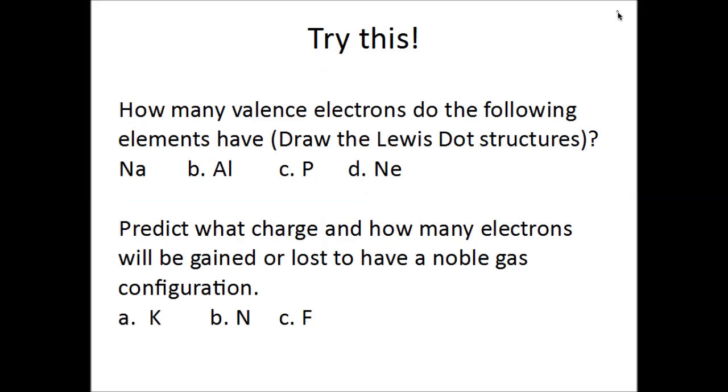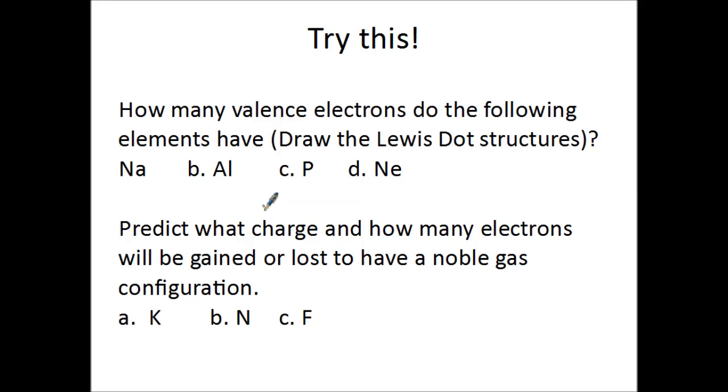So let's take a look at this. What I want you to do is try this on your own. So go ahead and take a look at the following elements and try to draw the Lewis dot structures around them. Keep in mind how many valence electrons there are. Remember, you just look at the group number to do that. All right, and then for the bottom part, so part 2, it says predict what charge and how many electrons will be gained or lost. So you have a noble gas configuration. Try to figure out what charge they would have.